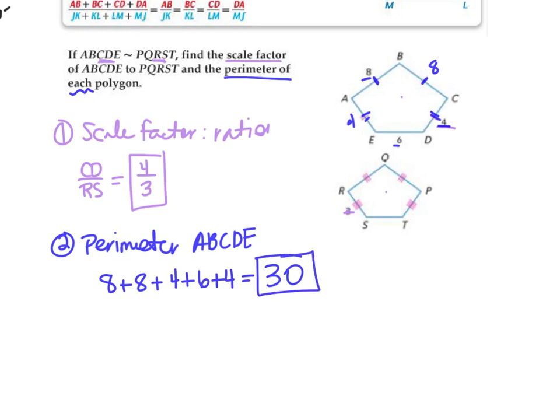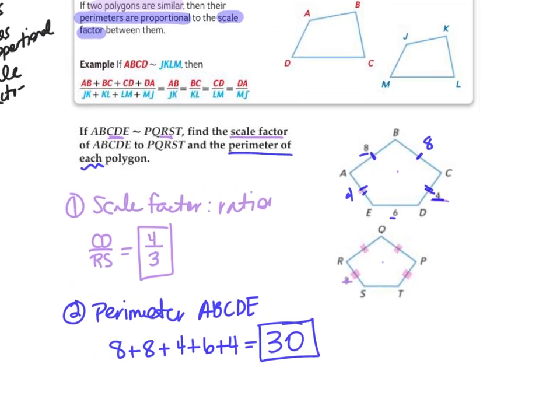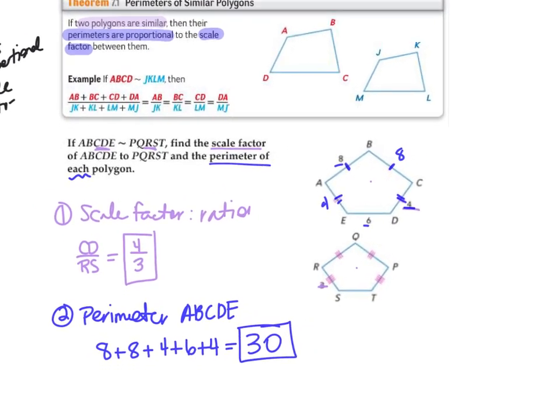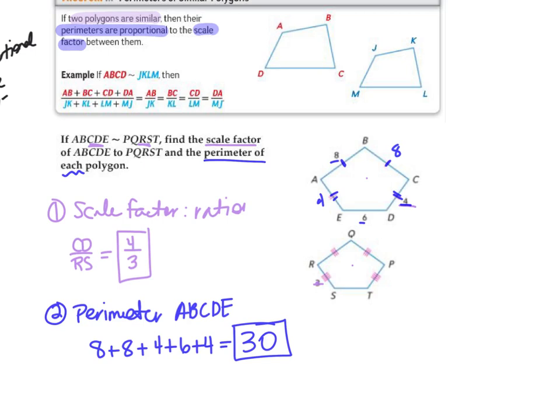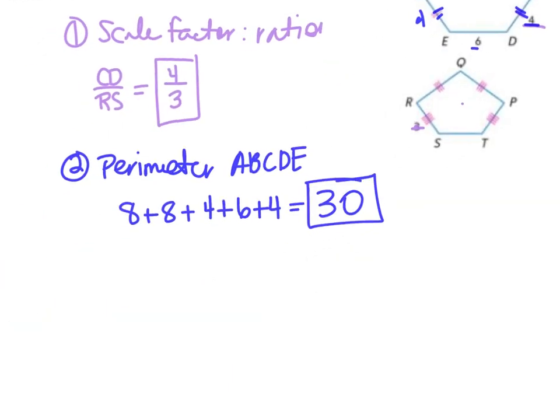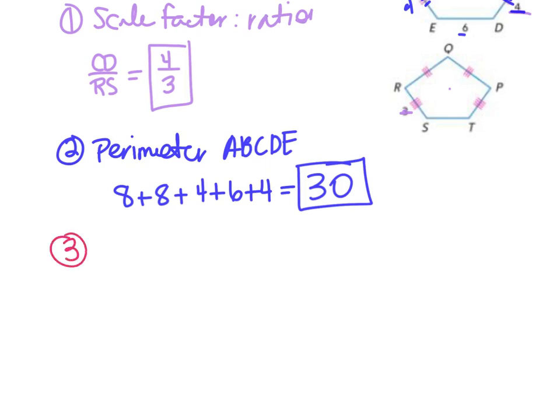That is done. Last step, we need to find the perimeter of our other polygon, or pentagon, okay? In order to do that, we just learned that the perimeter of a polygon is going to be proportional to the scale factor. So remember, we just read that. Perimeters are proportional to the scale factor. All right, remember proportions, you have to set 2 ratios equal.